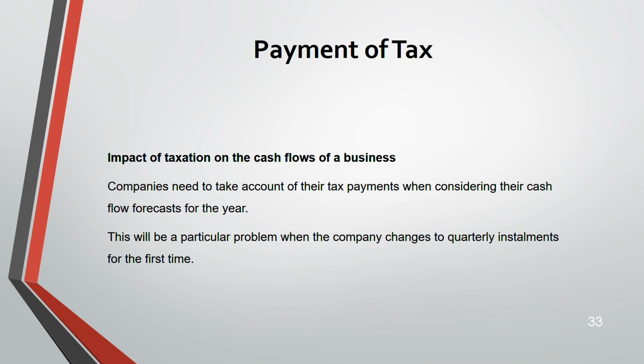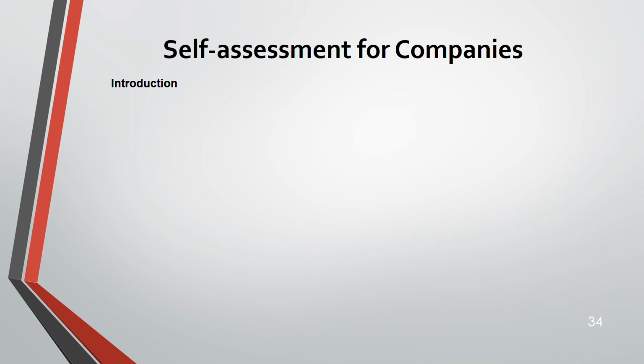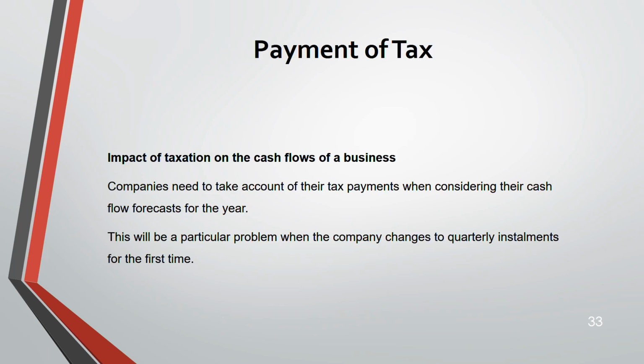Let's say they are a small company. They were paying 9 months and 1 day after the period end. Now they are suddenly becoming a big company, and now they have to pay quarterly installments. So for the first time when they are paying it, there's a problem with it. That's why you have to take this into consideration and see the impact on cash flow.